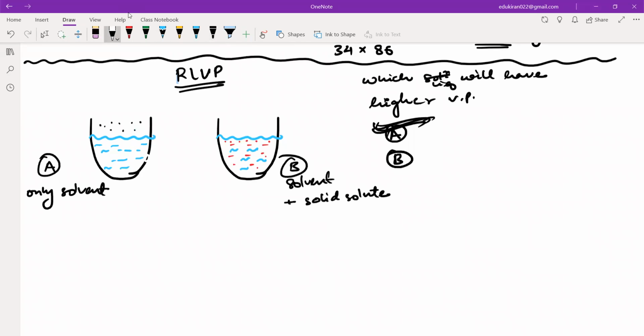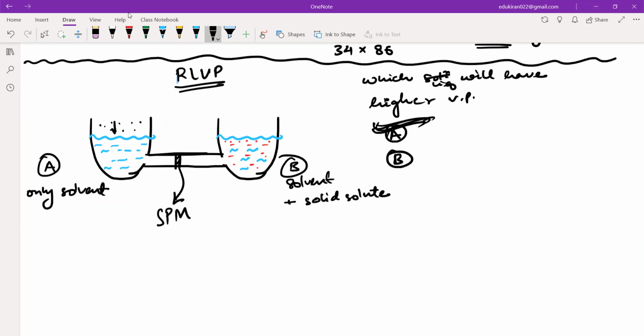And what will happen if I connect these two? I will apply a kind of semi-permeable membrane, and this semi-permeable membrane only allows the solvent molecules to pass over. It doesn't allow the solute particles to pass over.